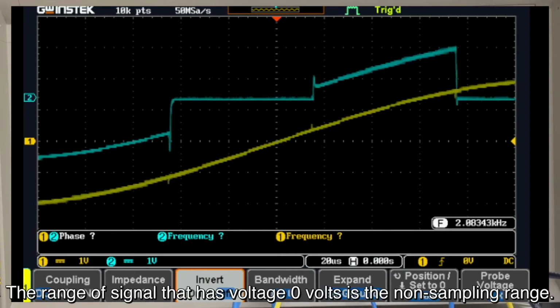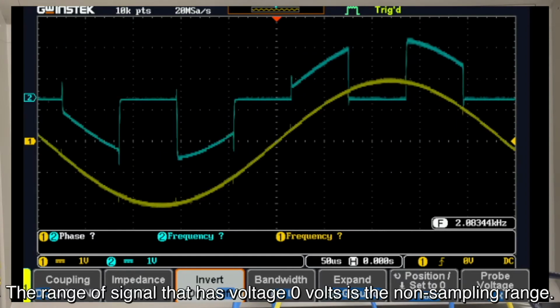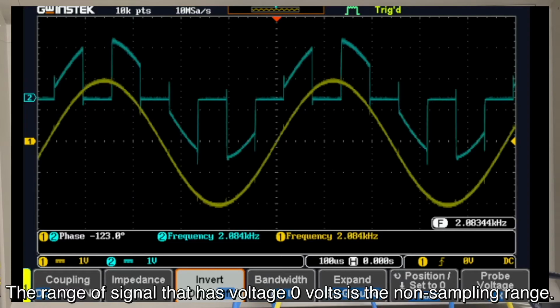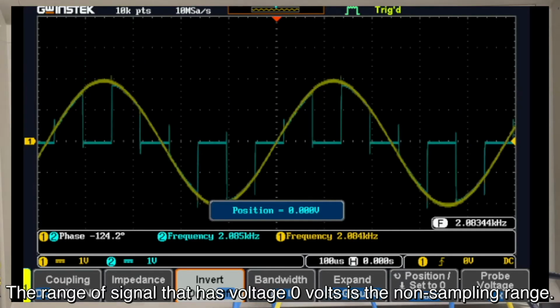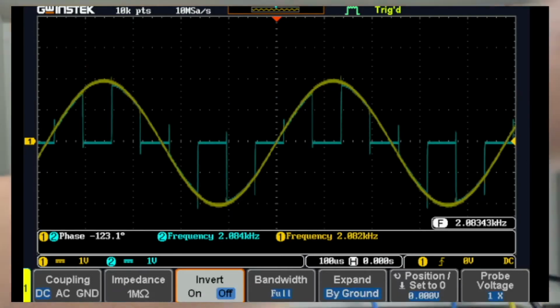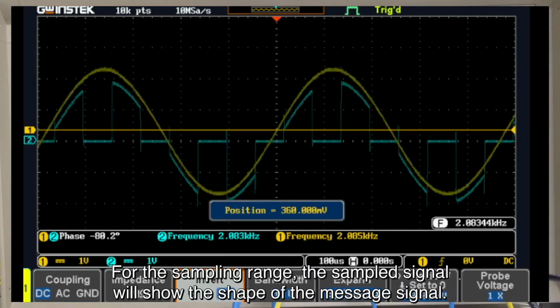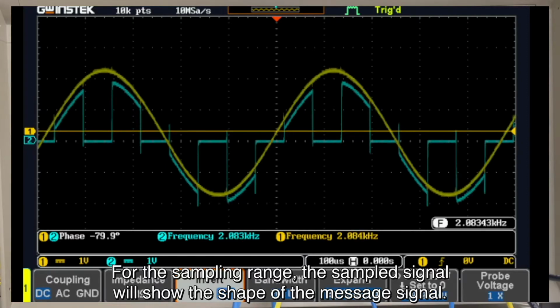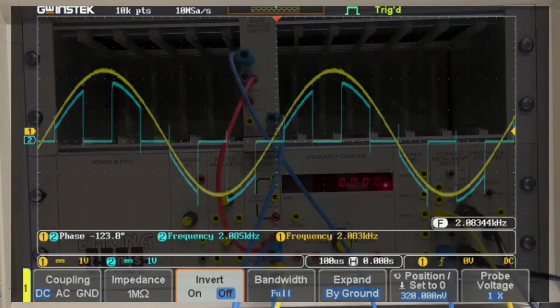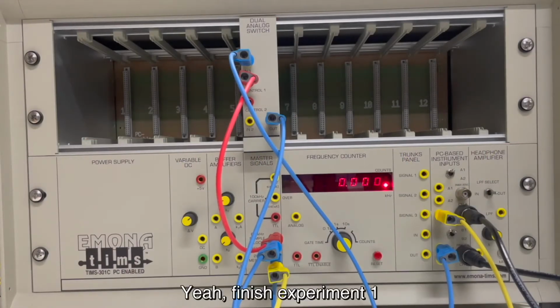The range of the signal that has voltage 0 volts is the non-sampling range. For the sampling range, the sampling signal will show the shape of the message signal. Okay, finish experiment 1.